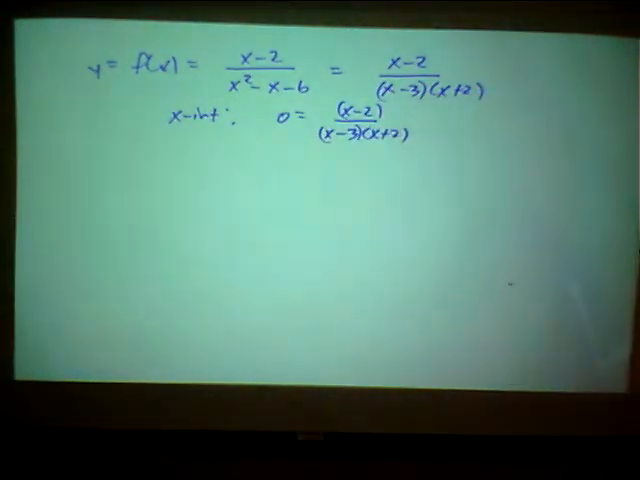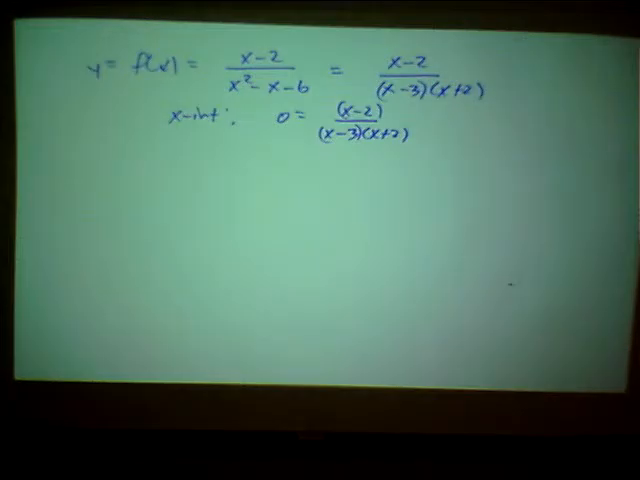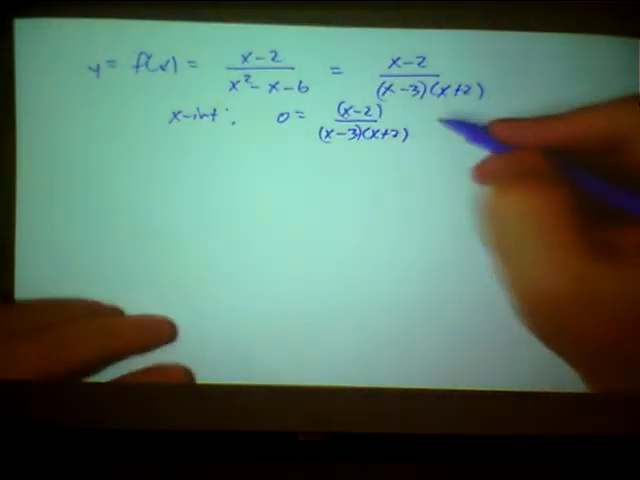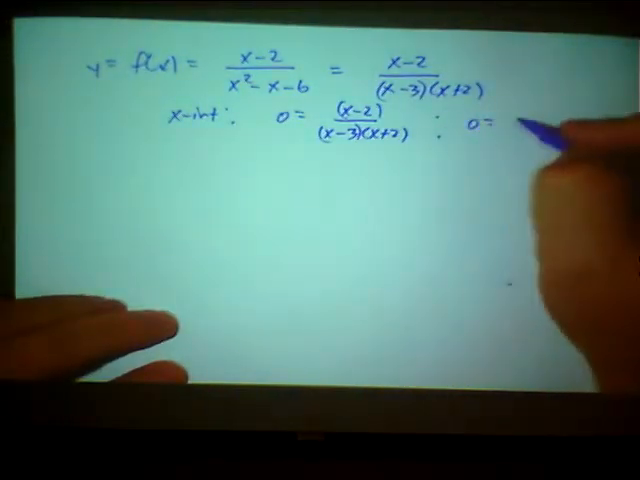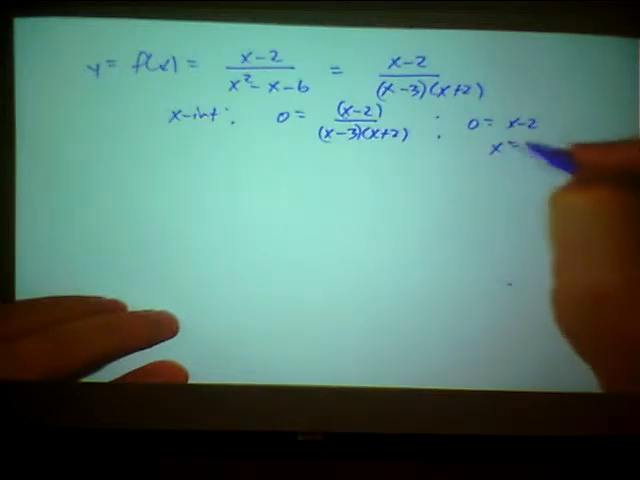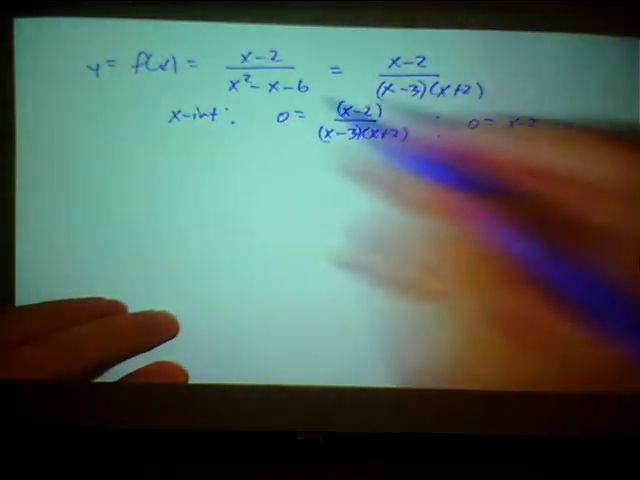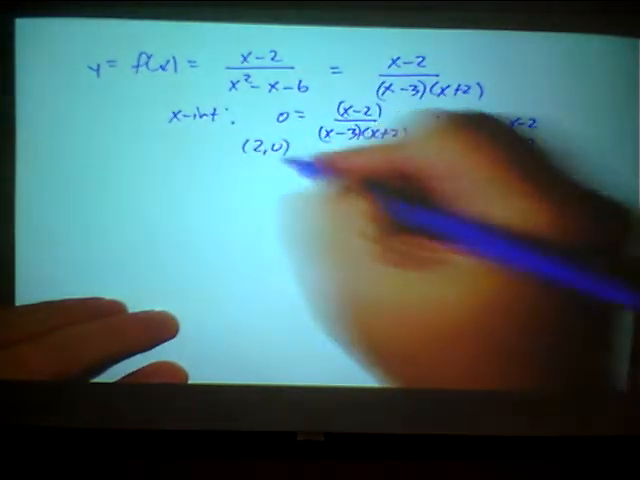Hopefully you see if I multiply both sides by x minus 3 and x plus 2, I'll end up with 0 equals x minus 2. So it looks like I have an x-intercept of (2, 0).